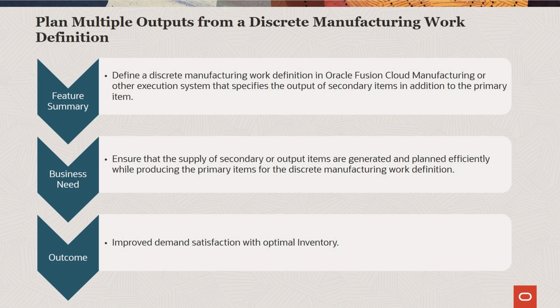With this enhancement, users can now define a discrete manufacturing work definition in Oracle Fusion Cloud Manufacturing or other execution systems that specifies the output of secondary items in addition to the primary item. It will ensure that the supply of secondary or output items is generated and planned efficiently while producing the primary items for the discrete manufacturing work definition. This will help in improving demand satisfaction with optimal inventory.